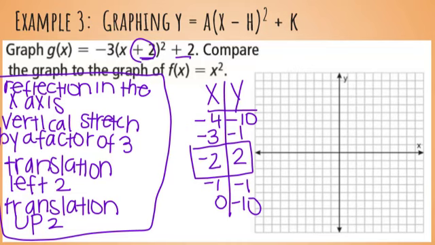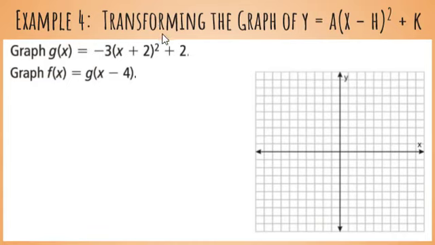So now we can plot our points and draw our parabola. And here is your graph. And note the axis of symmetry is also here at -2. So for this last one, we're transforming a transformed graph. So if you look, this is the same equation that we just worked with in the previous problem.